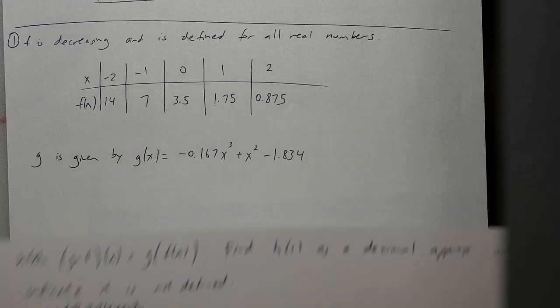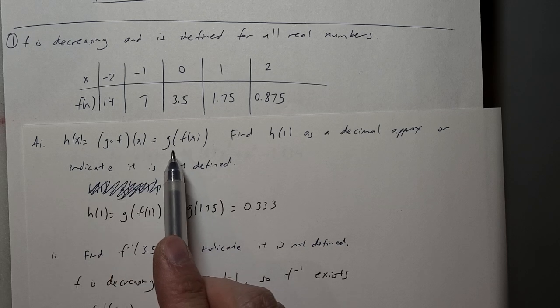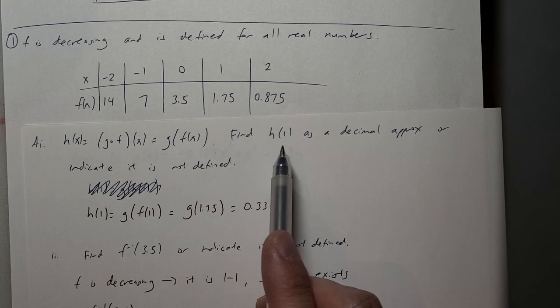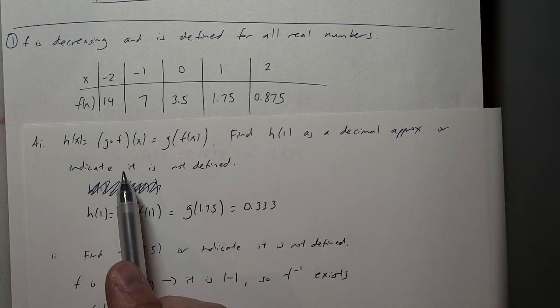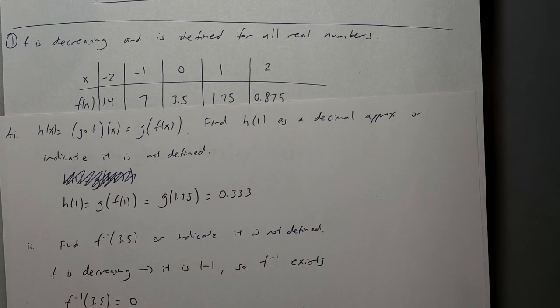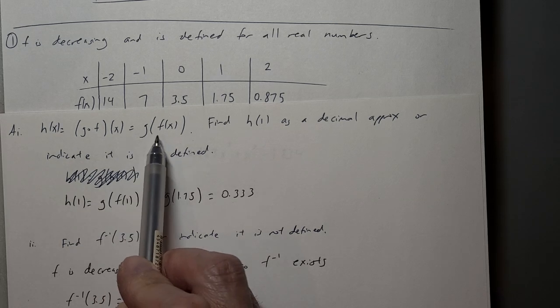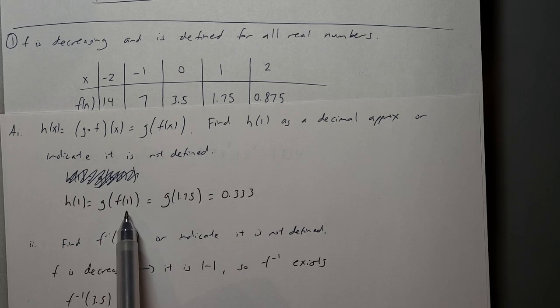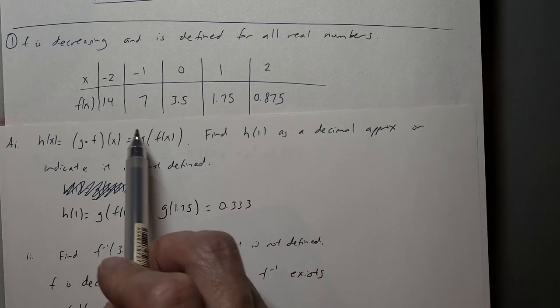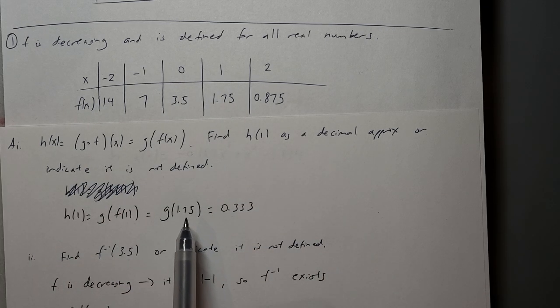So part A, they say that h of x is g composed of f of x, which is g of f of x. They give this. Find h of 1 as a decimal approximation or indicate that it is not defined, okay? So h of 1 is, I usually like this notation, g of f of 1, okay? So what's f of 1? That is 1.75. So we need g of 1.75.